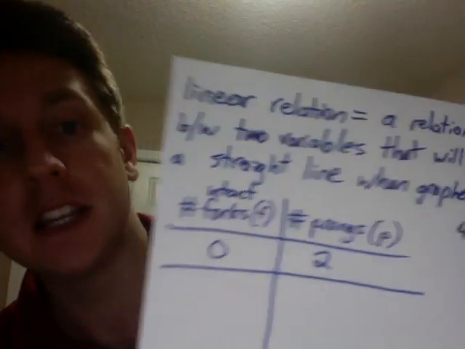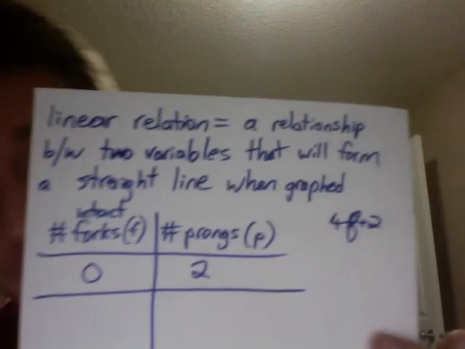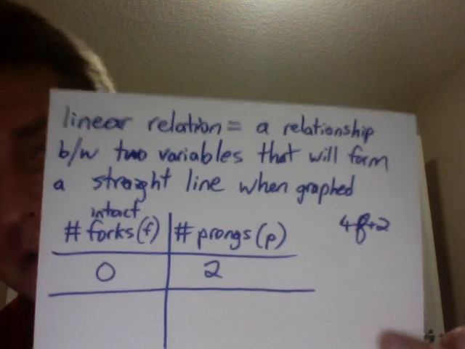If our expression for prongs is 4F plus 2, so 4F plus 2, this is the expression that we're going to be graphing. So if we have 0 intact forks, we do have 2 prongs from this one.